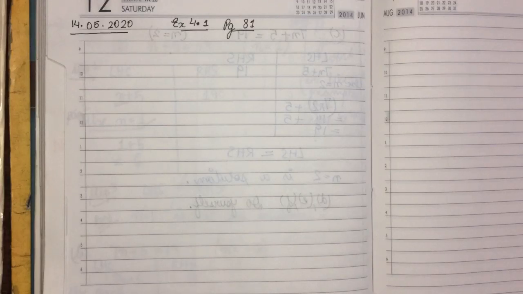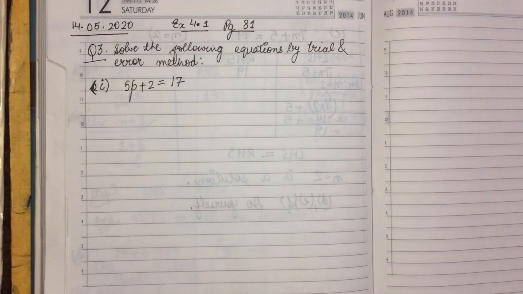Good morning, 7th standard. We have started exercise 4.1. We've done the first two questions. Now let us do question number 3. The third question of the exercise is: solve the following equations by trial and error method.